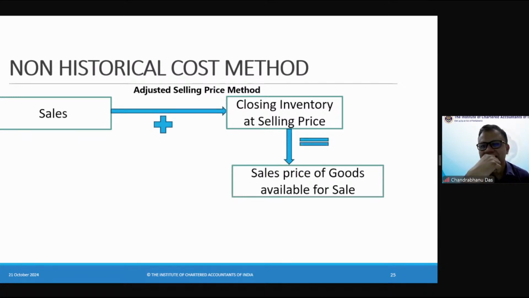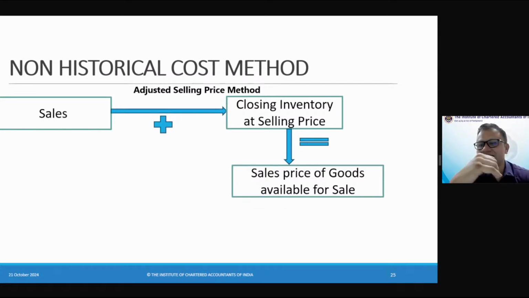Now, this takes not only the goods which have gone outside to the customer, plus whatever is remaining, the balance. The total is the goods which are available for sale. You have the selling price with you, but whenever you are valuing inventory, you have to value it at cost. So at that point of time, you have to value the inventory at cost.